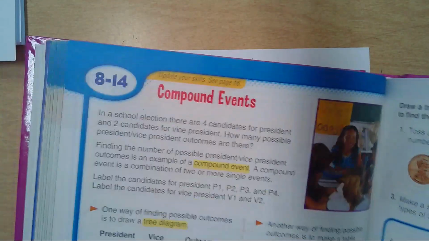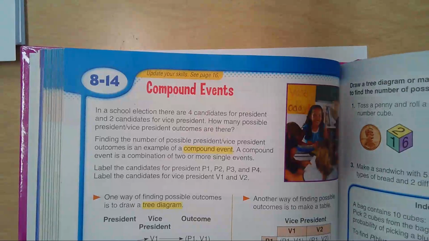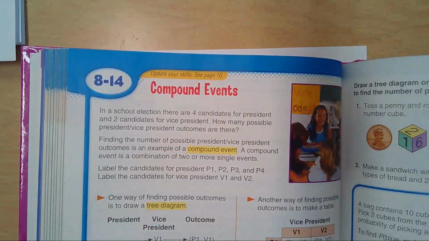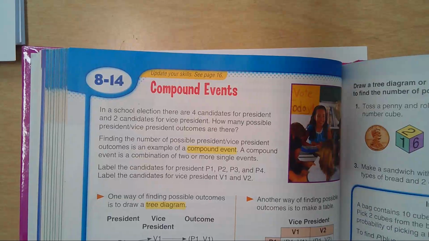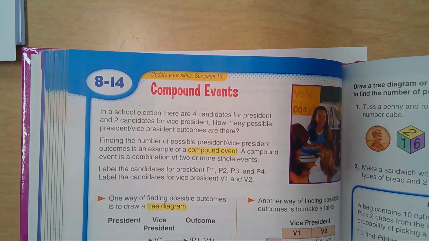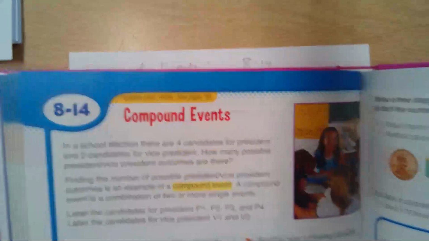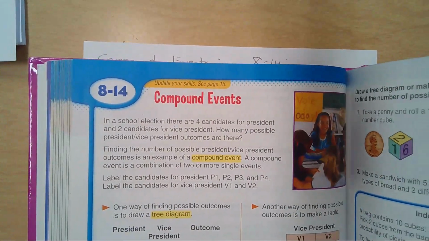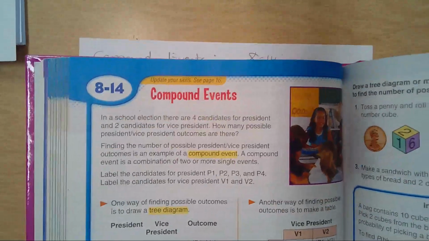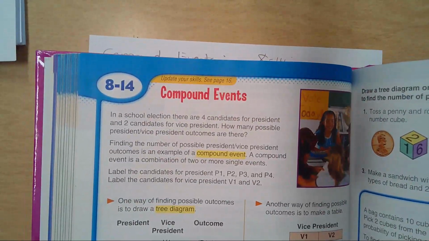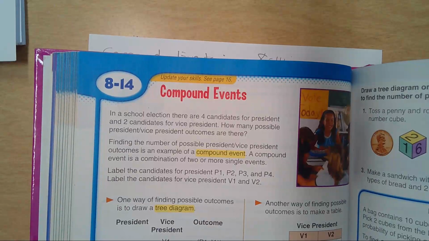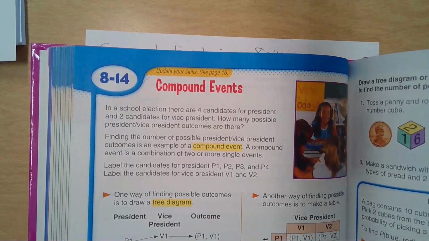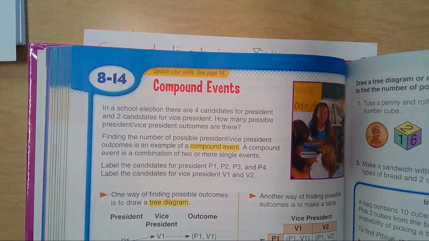All right, 8.14, compound events. We're going to be covering two different types of events today: independent events and dependent events. We'll talk about how they're different. We're also going to be making tree diagrams today, which takes a little bit of time to do. And we're going to get introduced to the counting principle. We did not cover that last year, so that's a new thing.